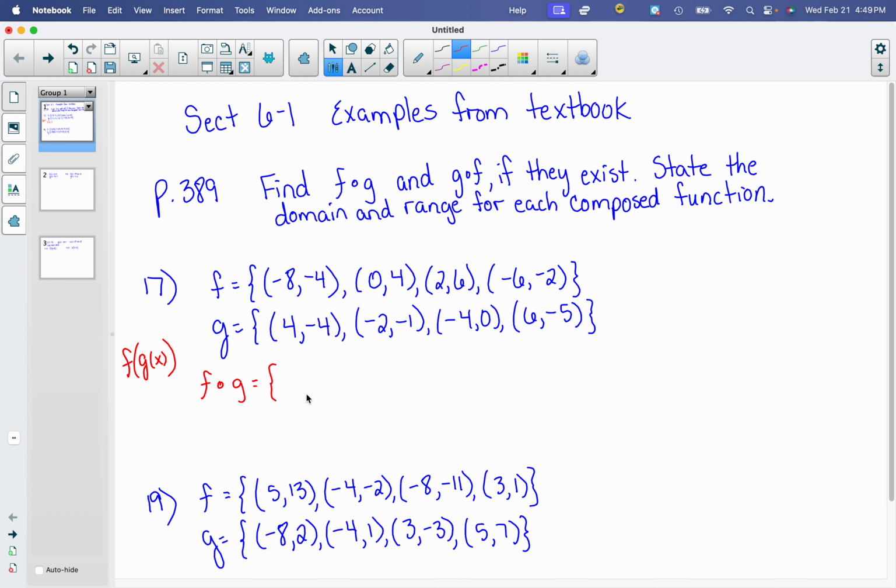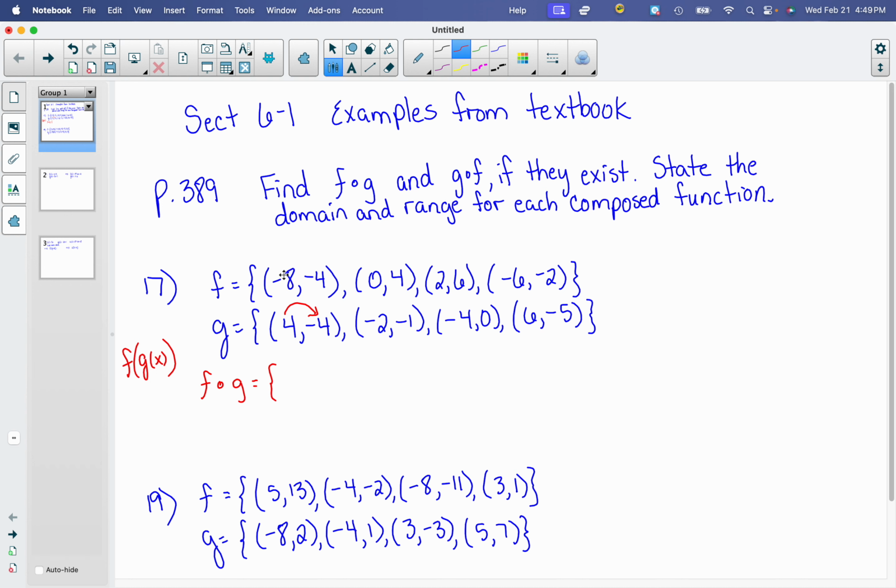When you are writing this out, and when they give them to you not as equations but as ordered pairs, you want to start with g. The inside function, or the one that's farthest to the right, is what you start with. So I'm going to start with this 4. Notice that 4 goes to negative 4. Then I have to look in my function for f, and see, is there a negative 4? It has to be in the domain.